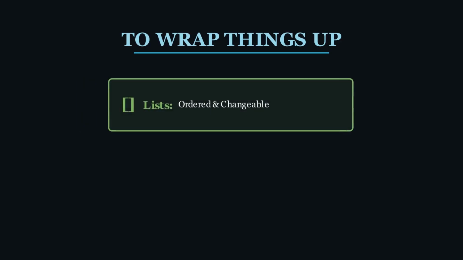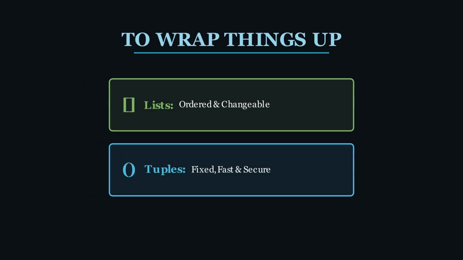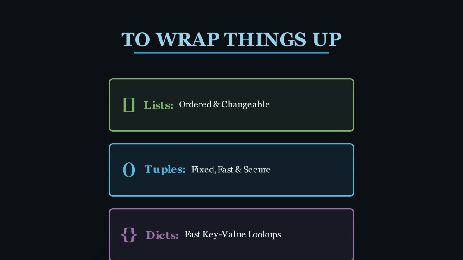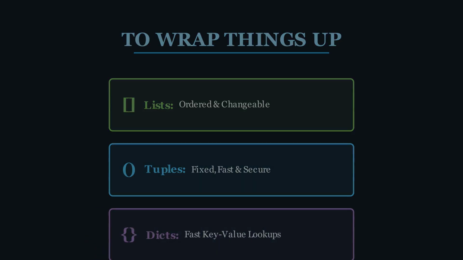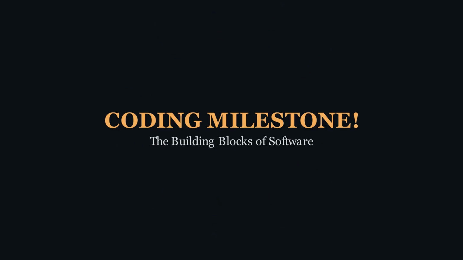To wrap things up, use lists for ordered, changeable data. Use tuples for fixed data that needs to be fast and secure. Use dictionaries for fast lookups using unique keys. Mastering these 3 data structures is a huge milestone in your coding journey. They are the building blocks for almost every complex program you'll write.